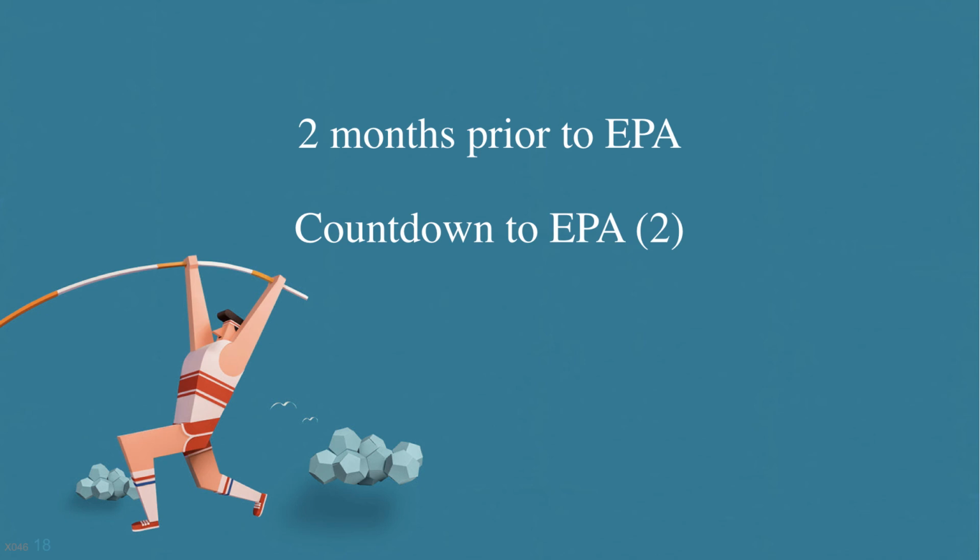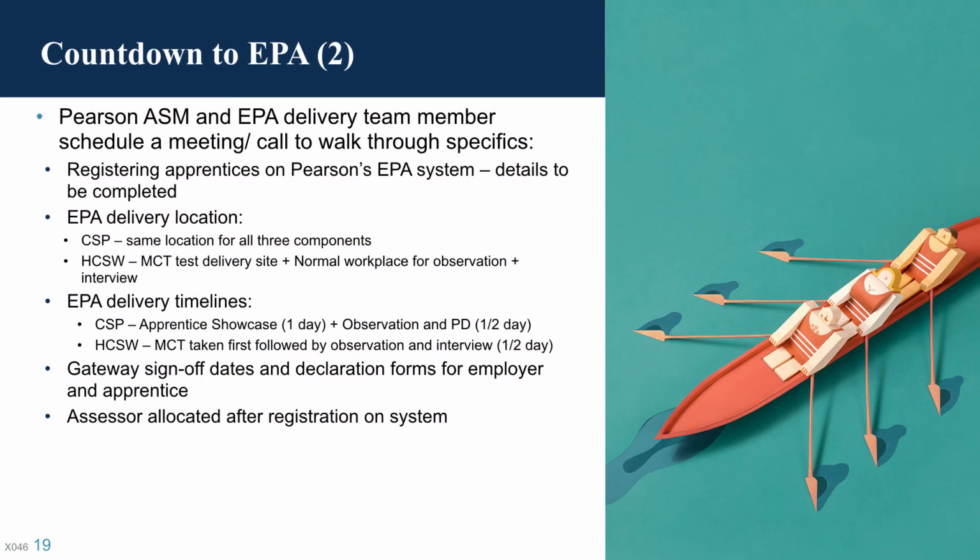Okay, let's move on from there. Yeah. Okay, great. So this stage, which is the second of the countdown to EPA meetings, is ideally 2 months prior to the EPA date. And what happens at this stage is that, again, the Pearson ASM and the EPA delivery team member schedule a meeting, or they can also schedule a call to walk through some of the specifics.